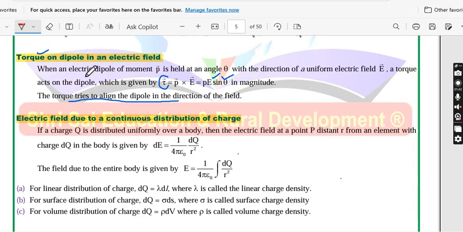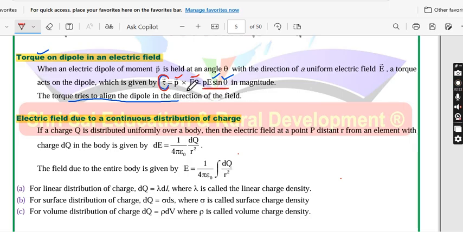See, when an electric dipole of moment p bar is held at an angle theta with the direction of a uniform electric field E bar, a torque acts on the dipole, which is given by tau. The representation of the torque is tau bar is equal to p bar cross E bar, where p bar is the dipole moment and E bar is the electric field. In magnitude it can be represented as pE sine theta. The torque tries to align the dipole in the direction of the field.